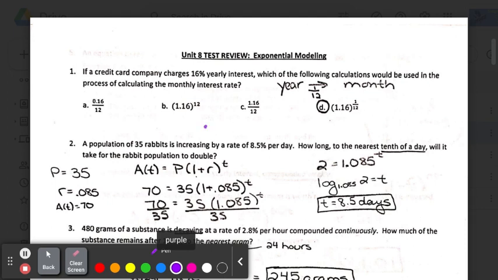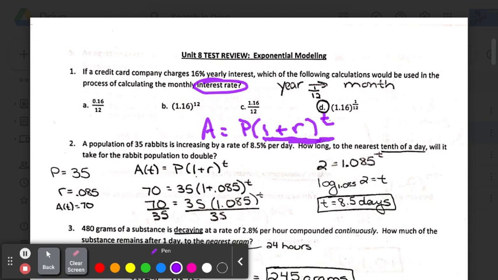Remember your simple interest formula. P(1 plus r)^t. So they're just interested in the rate here, so we're just going to look at this part, and of course our exponent. The P is just your starting amount. So this would be 1 plus 0.16. So it's 1.16.